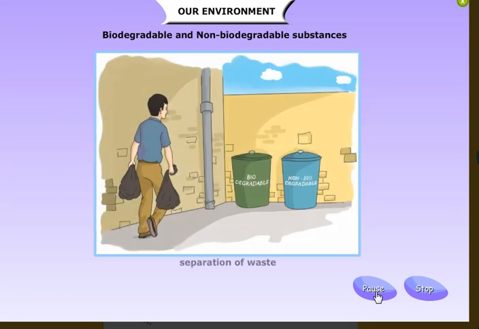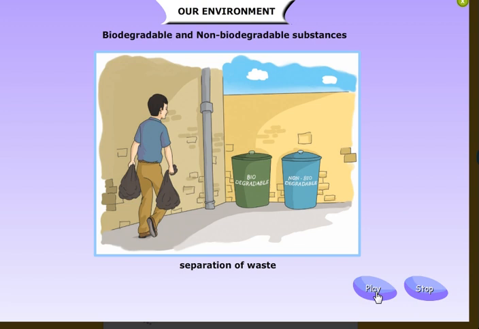Biodegradable substances are those that decay and decompose by bacteria or other microorganisms. Some examples of biodegradable substances are fruit and vegetable peels, leftover food, newspaper, cotton cloth, wood, and so on. Non-biodegradable substances are those that do not decay or decompose even after many years. So in biodegradable and non-biodegradable substances, all things do not decompose, right? So that is decay over time.